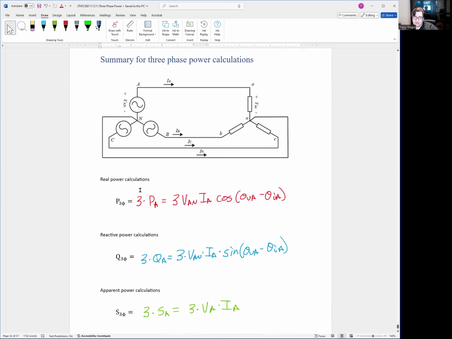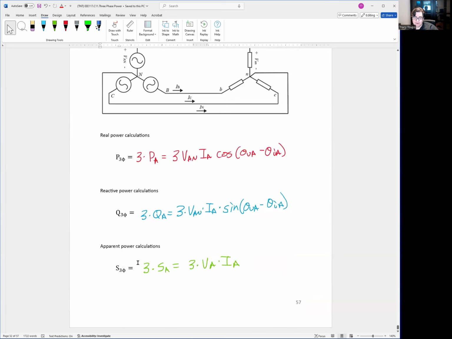Three-phase power, just remember, it's 3 times A phase power, which is 3 times VAN IA cosine of the angle between the voltage and current for A phase. Reactive power, Q 3-phase, equals 3 times Q of A phase. So 3-phase reactive power is 3 times reactive power of A phase, which is equal to 3 times VAN times IA, sine of the angle between the voltage and current.